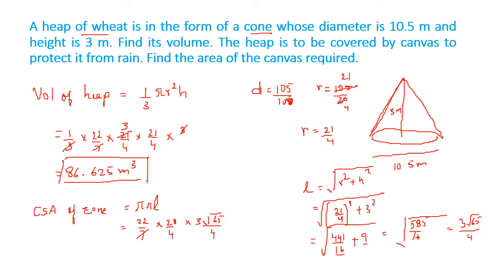So 7 3s are 21, 2 11s are 22. So you can take the approximate value of root 65 as almost equal to 8.06. So we have to do 11 into 3 into 3 into 8.06 upon 8. You will get your answer to the nearest decimal point. So just finish the answer.